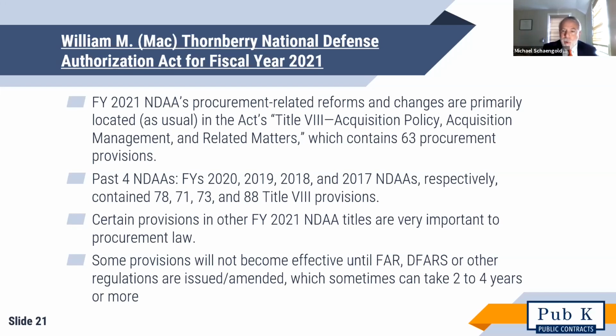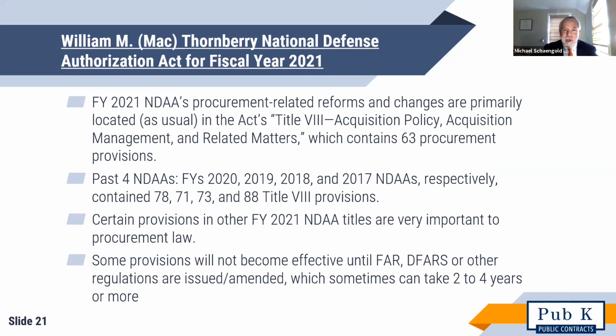The FY 2021 NDAA's procurement-related reforms and changes are primarily located, as usual, in the Act's Title VIII, Acquisition Policy, Acquisition Management, and Related Matters, which includes 63 provisions addressing procurement matters. I'm going to read all 63 provisions to you, so we'll be here till tomorrow. Now, more seriously, the 63 provisions is modestly less than the last 4 NDAAs, which respectively contained 78, 71, 73, and 88 Title 8 provisions.